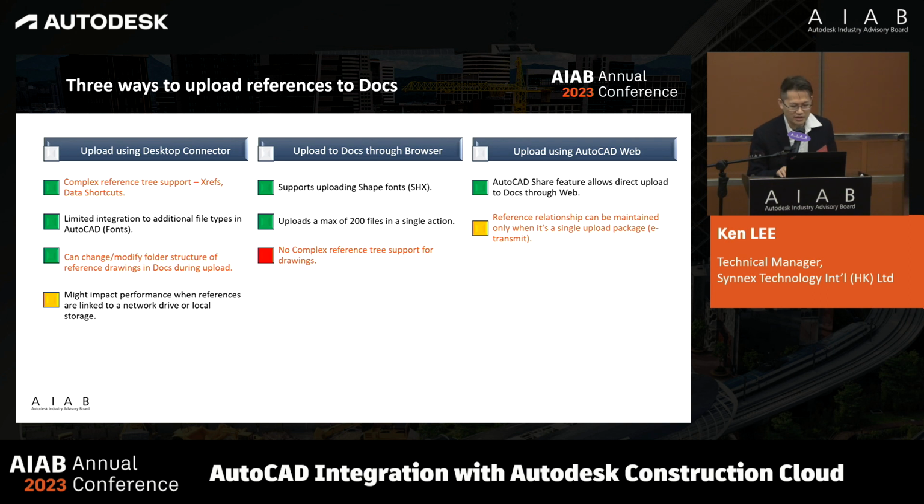There are three ways to upload your references to Docs. The first one is from Autodesk Desktop Connector, which can support Xrefs and very complicated reference trees. Because Desktop Connector is smart enough to get the related files, it will duplicate the set from the Desktop Connector to the Autodesk Construction Cloud. So it will do it automatically. It is the recommended workflow, and it can also change or modify the shortcut during the output.